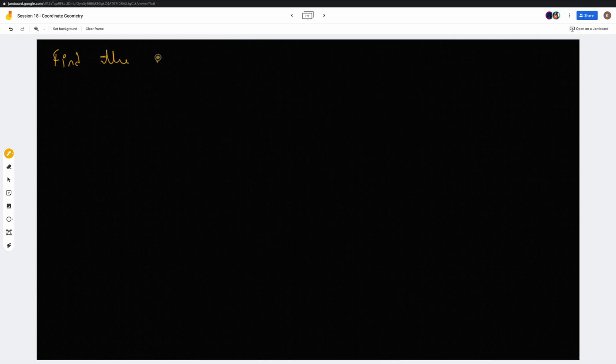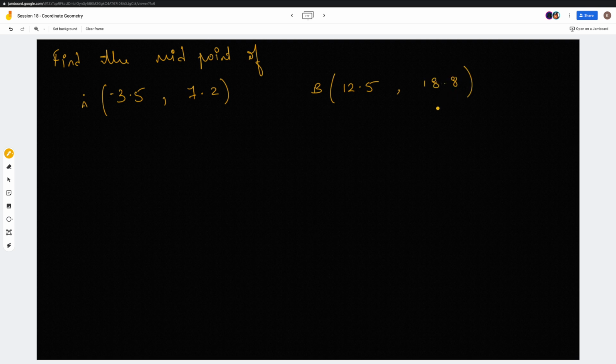Find the midpoint of point A, negative 3.5, comma 7.2, and point B, 12.5, comma 18.8. Okay, I am taking decimals now. So first we have to identify which is x1, which is y1, which is x2, y2.